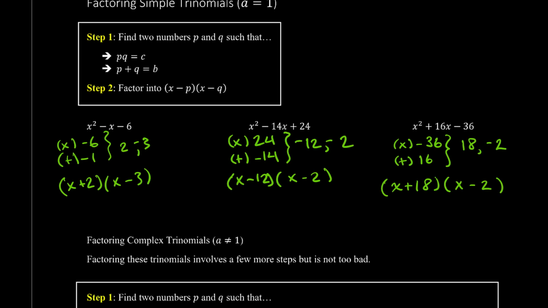All right, welcome back. So the answer that I get is x plus 18 and x minus 2. The two numbers were 18 and -2, and that multiply to -36 and add up to 16. So hopefully you got that one. If not, you might need to make a couple corrections.